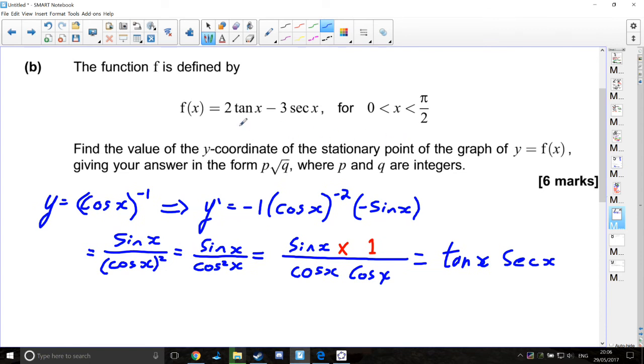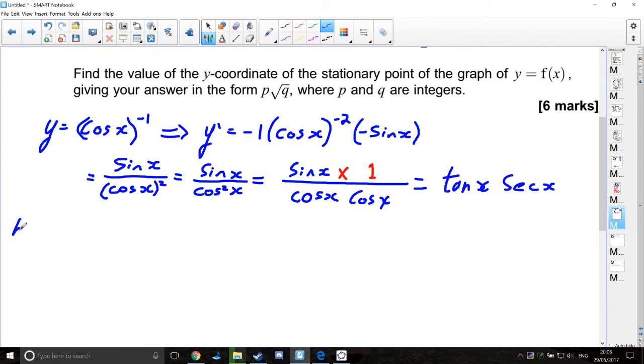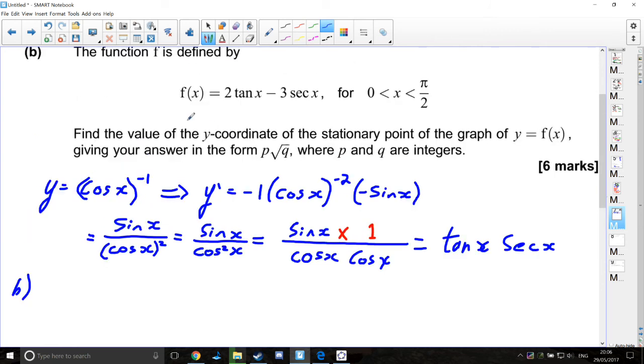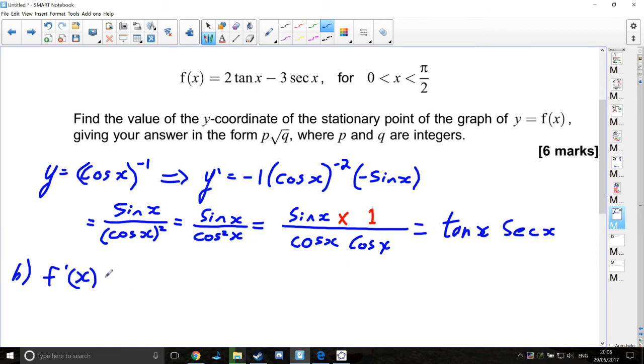So now we've got part B. The function f is defined by f of x equals blah blah blah. Find the value of the y-coordinate of the stationary point of the graph of y equals f of x, giving your answer in the form p root q, where p and q are integers. So we want the stationary point of this. For a stationary point, f dash of x is equal to 0. So let's differentiate that to get f dash of x. If I differentiate tan x, I get sec squared x, and that comes from the formula booklet. Now I've got a 2 in front of it, so it's 2 sec squared x.